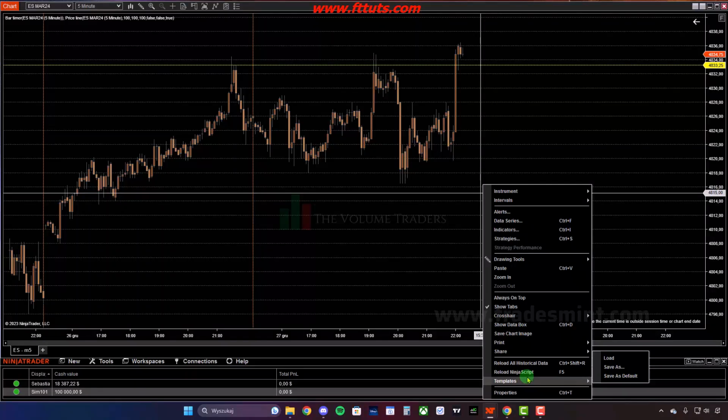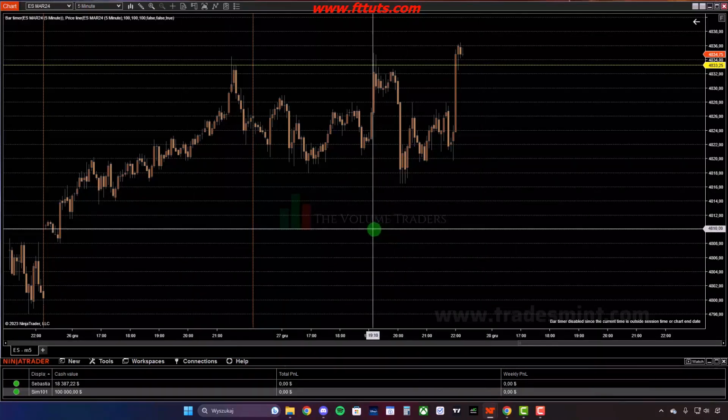Or other way, you can also save each chart as a template. This is also a good way. I'm doing both. I'm saving templates as each chart and also workspace from multiple charts.